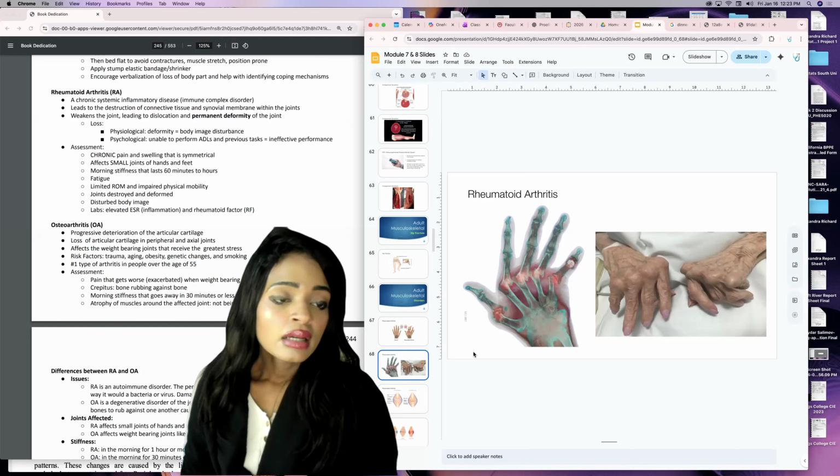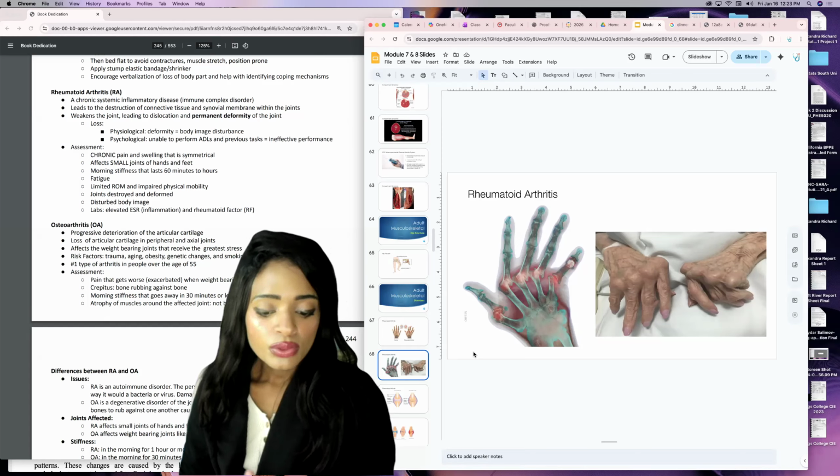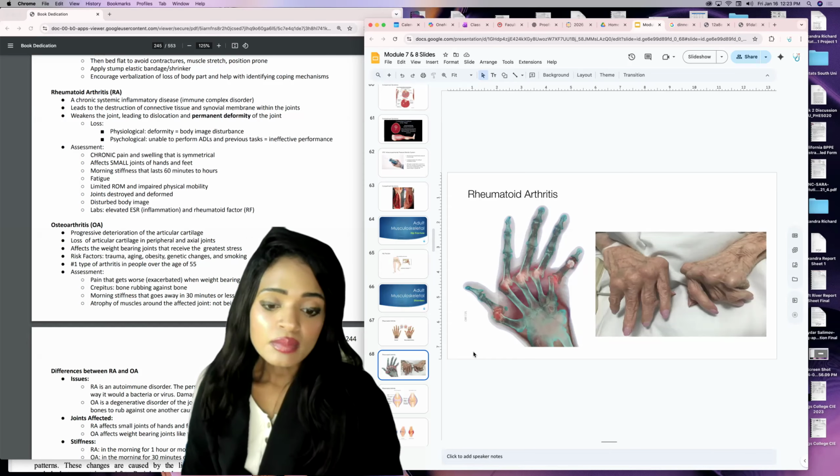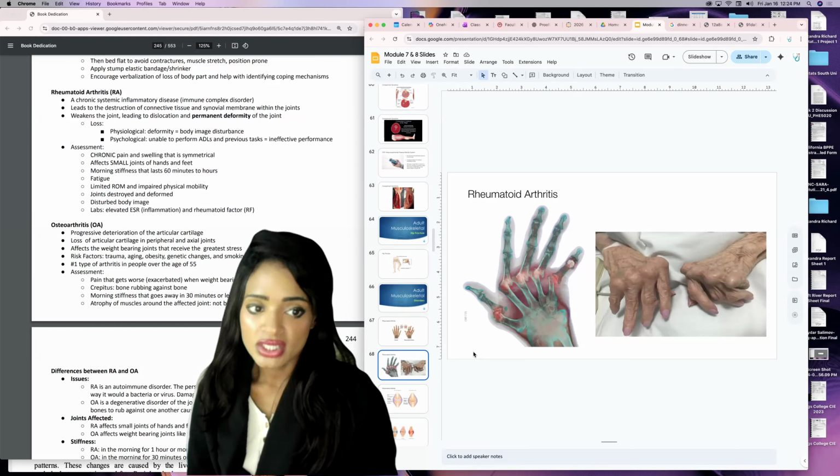Okay, also for rheumatoid arthritis: fatigue, limited range of motion, and their labs are going to show elevated erythrocyte sedimentation rate or ESR. So anytime erythrocyte sedimentation rate or ESR is elevated, that automatically means inflammation.